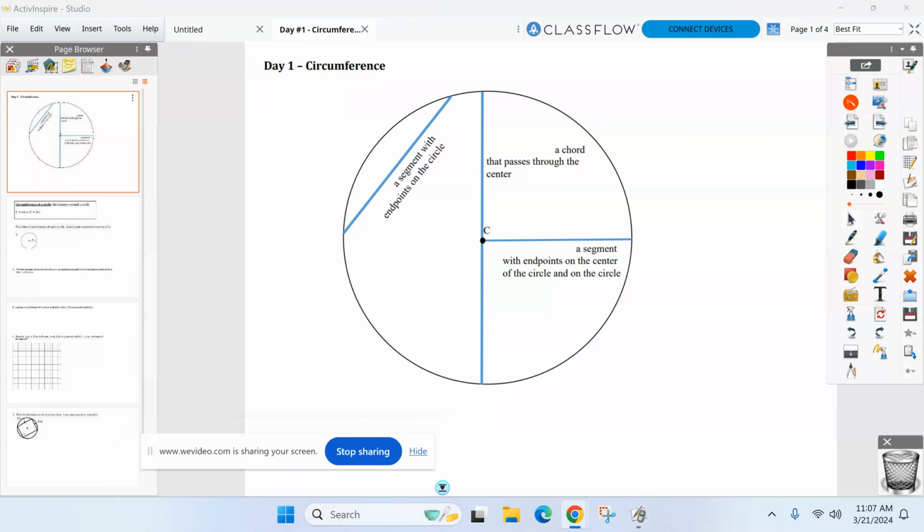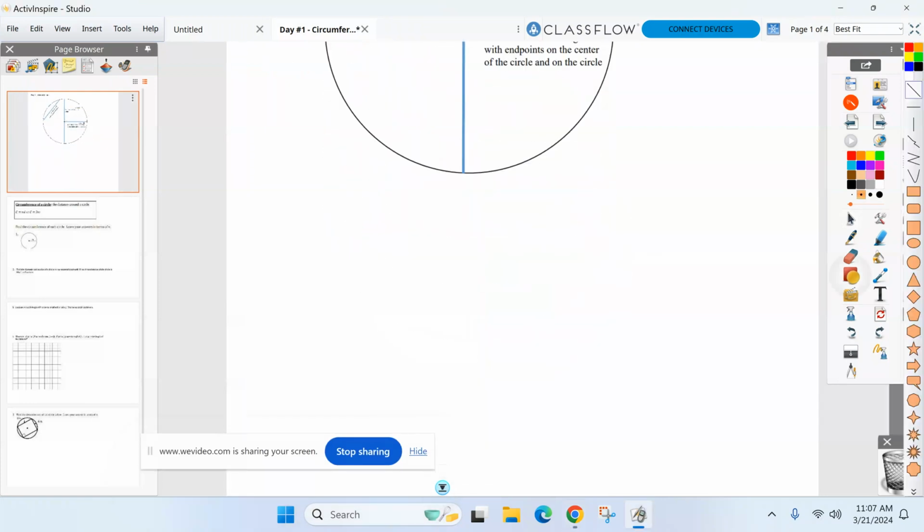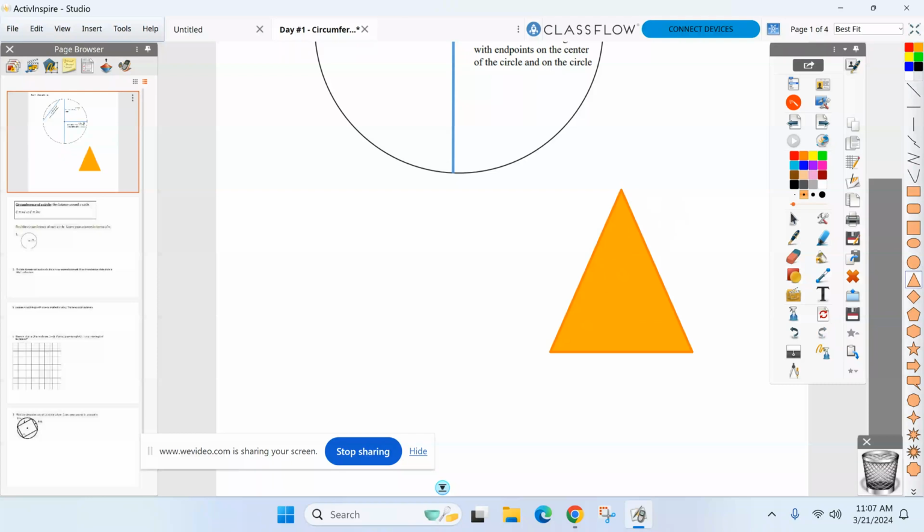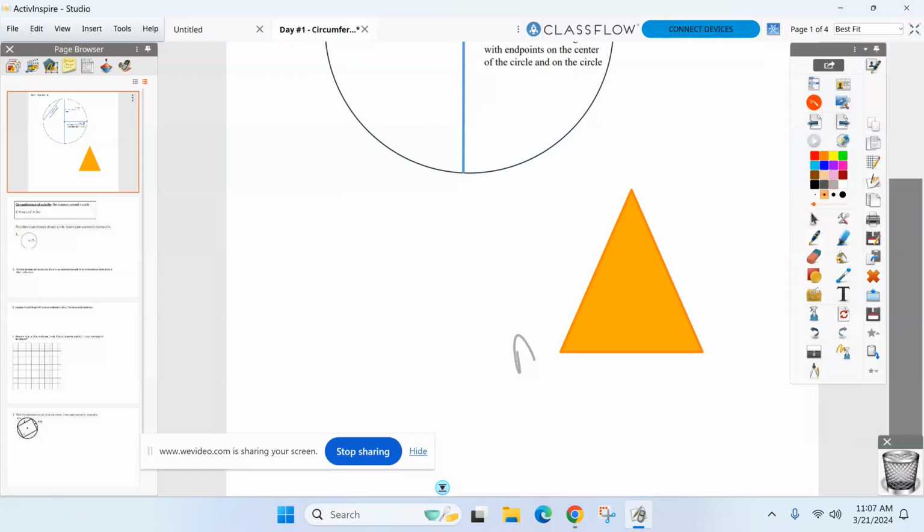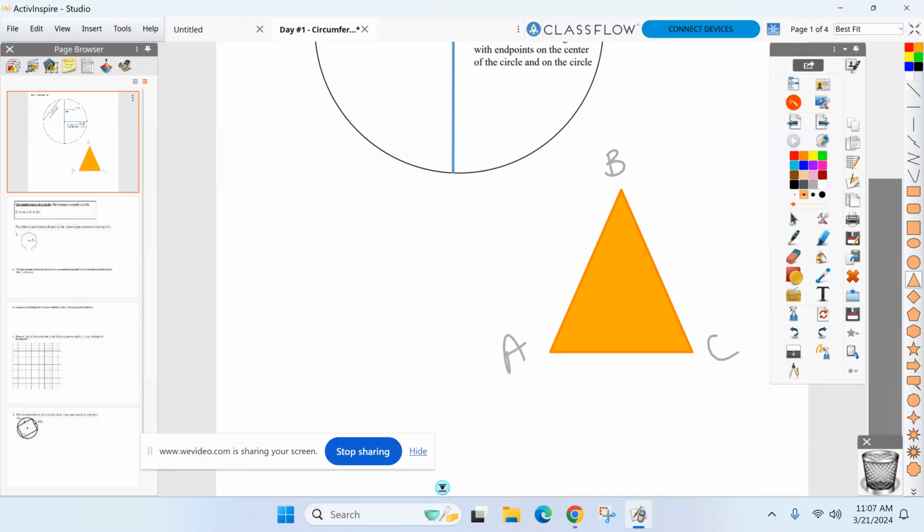Let me start you here, guys. Name that triangle. Why are you calling it ABC? Because those are the vertices, right? Those are the vertices. All right, gotcha, got you.